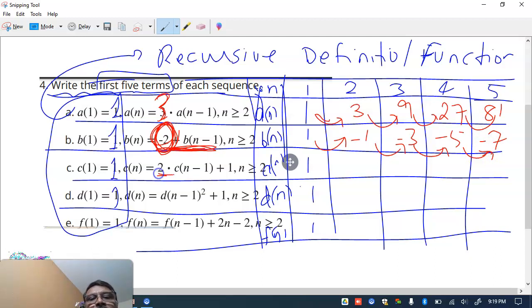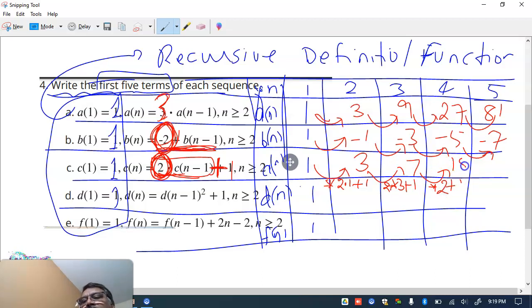The next one has two things happening. Not only are you multiplying the previous one by 2, at the same time you're adding 1. So 2 times 1, and then adding 1, so you get 3 here. Now again, multiplying by 2 and then adding 1 gives 7. Multiplying by 2 and adding 1: 2 times 7 is 14, so it becomes 15. Again, multiply this by 2 and then add 1. So 2 times 15 and you get 31.